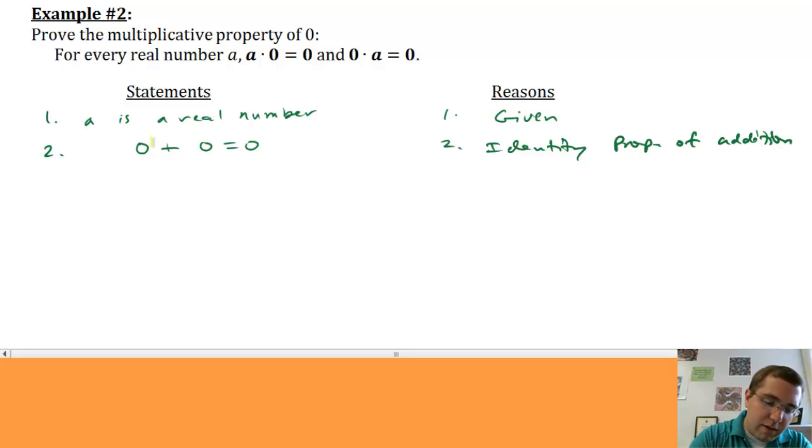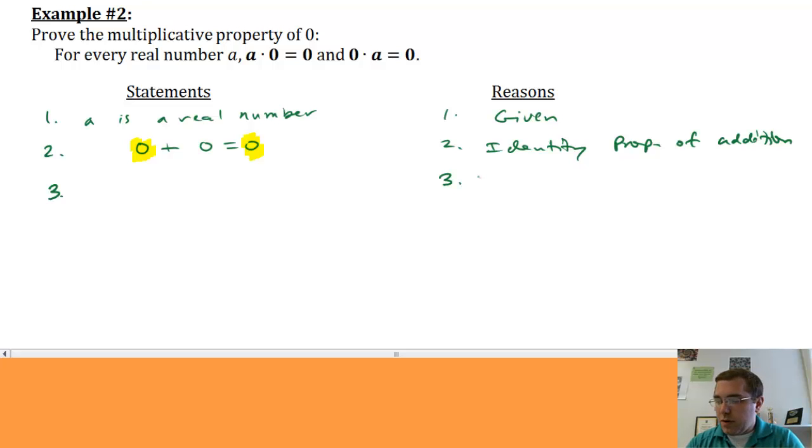If I think of this 0 as just any real number, if I add any real number to 0, I get back the first real number. So that's all we're doing here. We're just taking that real number to be 0 itself. Now I've got a statement that involves zeros, an equation that involves zeros.